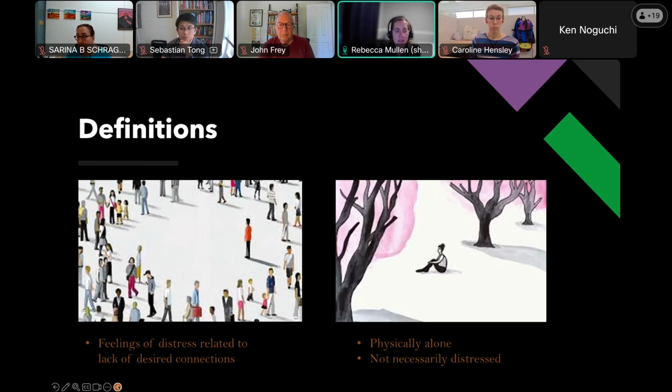Next slide. If you're more of a picture person, in the first picture we have loneliness. You've heard the saying, you can feel lonely in a crowd. So it's not about how many contacts are around you, your social network, or the frequency of people that you see. It's about how you feel about your relationships. Do you have the relationships that you want, and do you feel distressed or upset that you don't? Versus social isolation, which is more about the objective number of contacts, and you're not necessarily distressed about it.